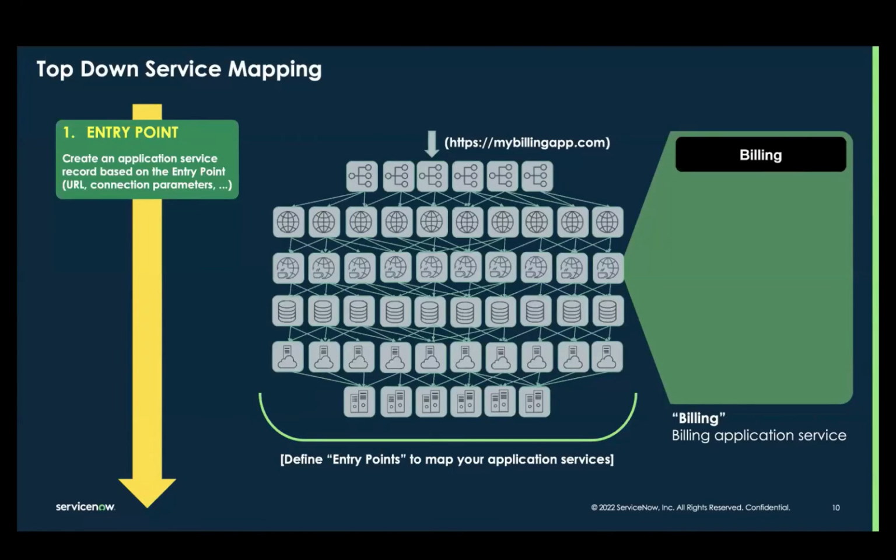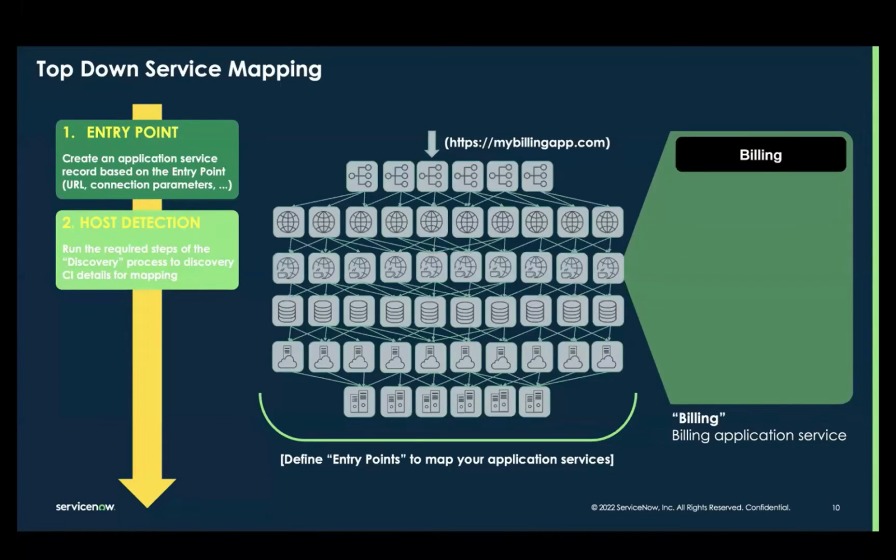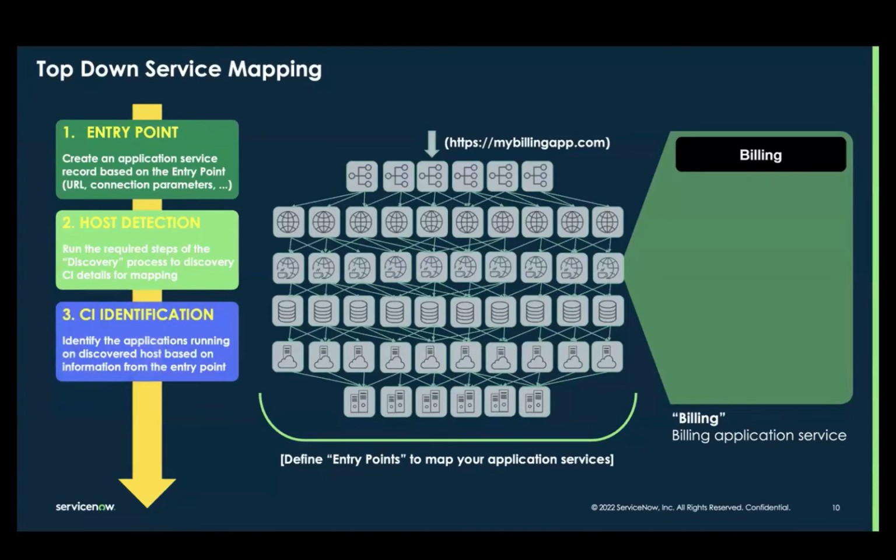In this case, you'll need to start from an entry point, which can be a URL or connection parameters, whatever you want to define as your entry point. And you'll be creating an application service record based on that very same entry point that is being defined. Then you have the host detection phase, where you are basically performing the discovery or capturing via discovery the sufficient information about the CI, basically the CI details for mapping purposes. And then you will have the CI identification phase, where you'll be identifying really the applications that will be running on the discovered hosts, the ones that you just discovered.